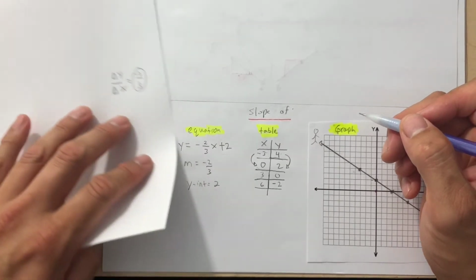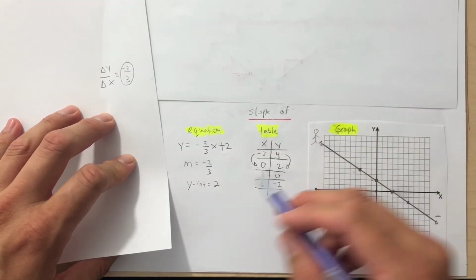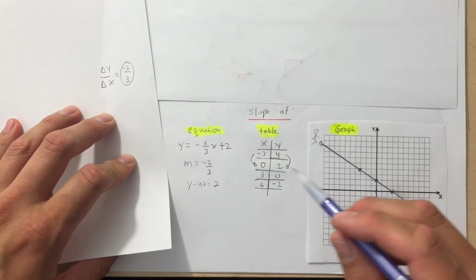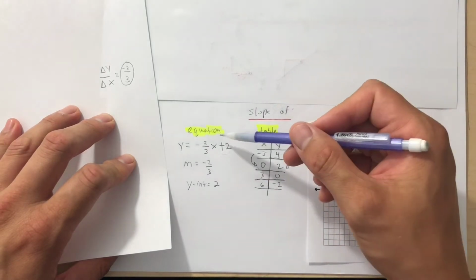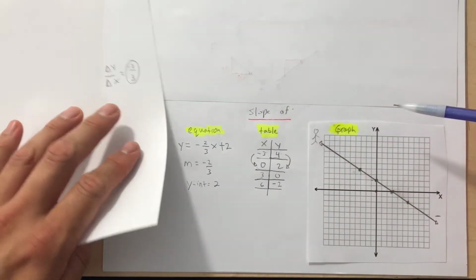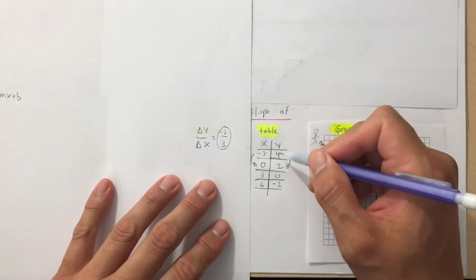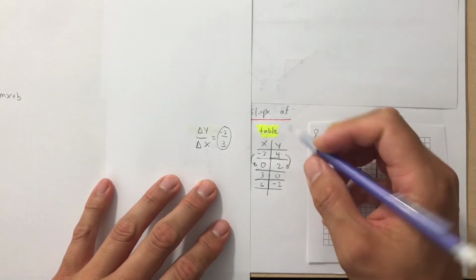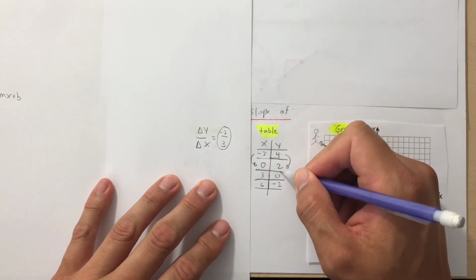By the way, this equation, the table, and the graph are all the same. They all represent the same equation. It's just that one is in equation form, one in table form, and one in graph form. Now, to find a y-intercept, you just have to find where y is 0.